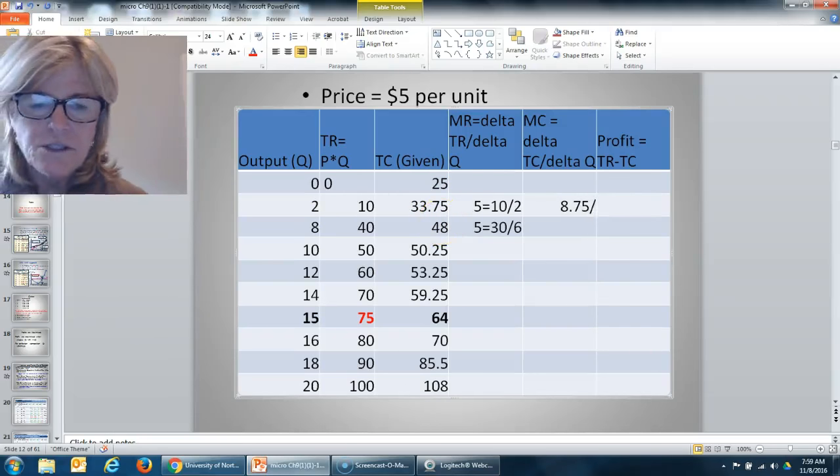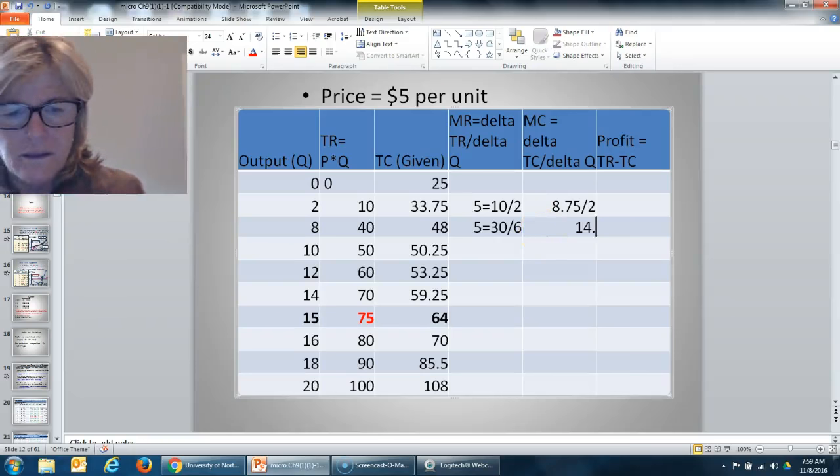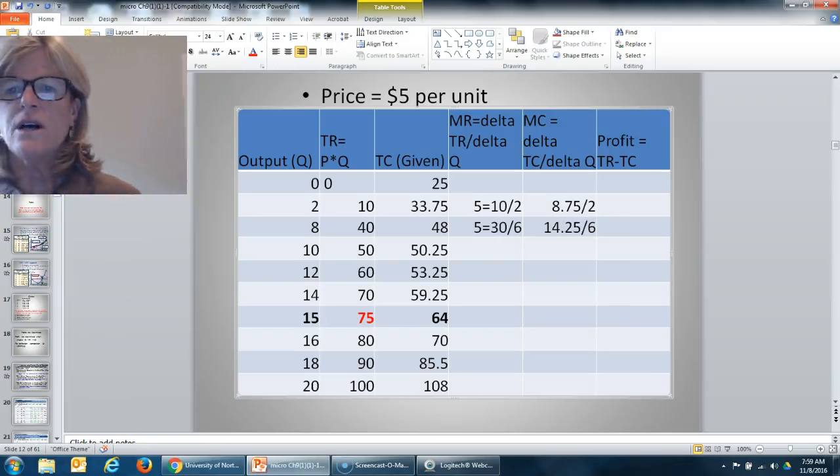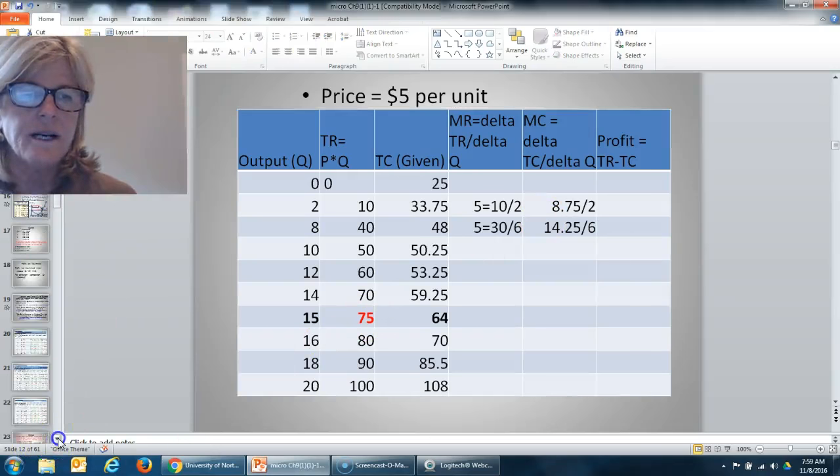Here we're going from 2 to 8 units. So the additional cost, I have to really calculate this, is the difference between 48 and 33.75. I think that's right. Divided by 6. That would be your marginal cost. Make sense? Let's take a look and see how all of these numbers worked out.